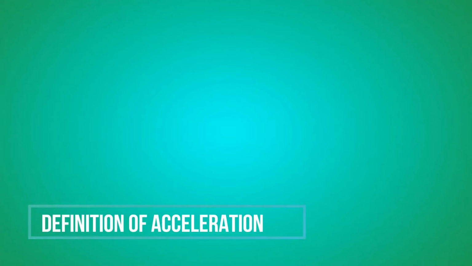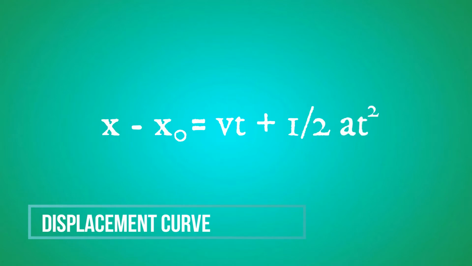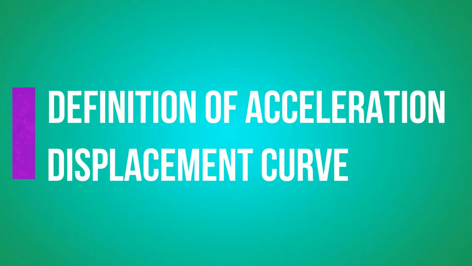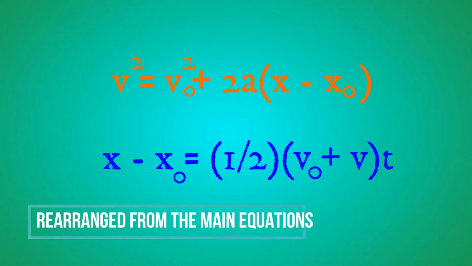We have the definition of acceleration as one of the main equations of kinematics. Instantaneous velocity equals the velocity at time 0 plus the product of acceleration times time. The second kinematic equation is the displacement curve. It is position minus initial position equals initial velocity times time plus one half of acceleration times time squared. So the two main kinematic equations are the definition of acceleration and the displacement curve. The two other kinematic equations are just a rearrangement of the two main equations.